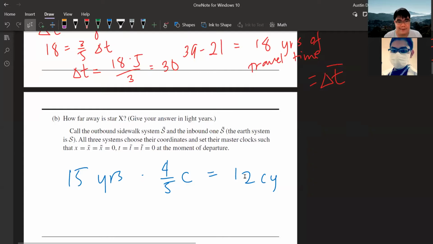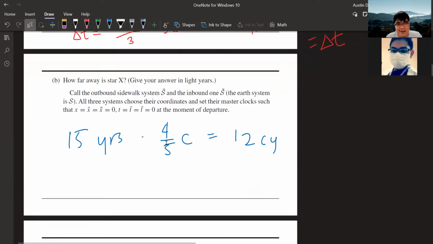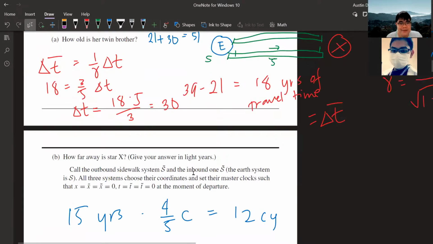nagko-contract yung length nung gumagalaw na mga bagay. Dahil they're moving to the left naman at 4/5 of the speed of light. Okay, so very, very difficult to answer 'yun. Pero okay guys.